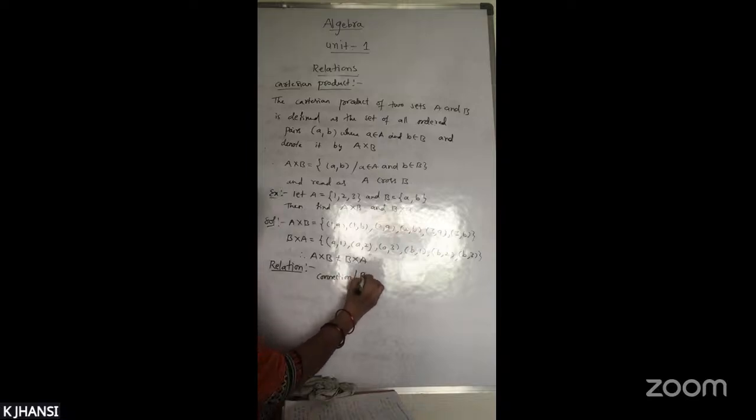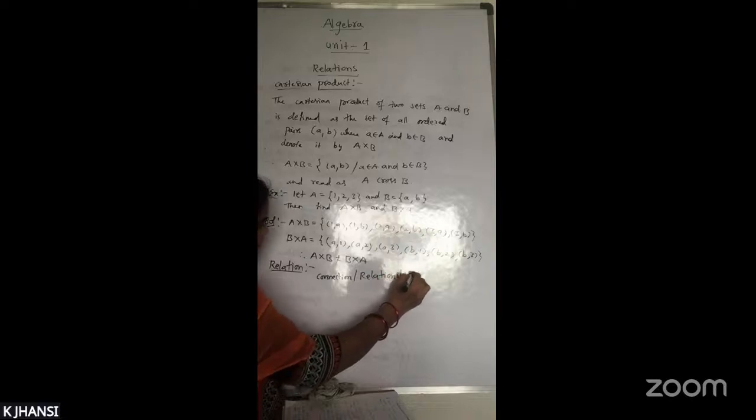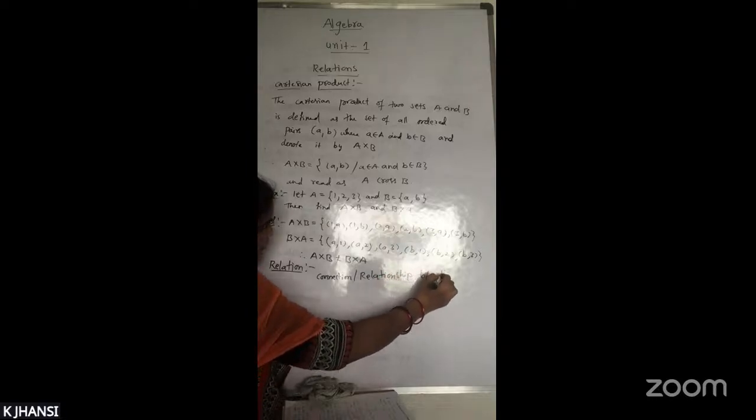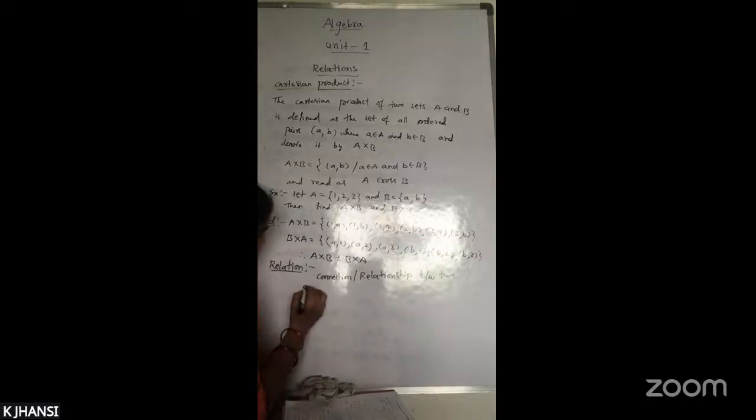Connection or relationship between two sets or the same set is called a relation. Okay. So if you go through the textbook definition, you can write the definition.